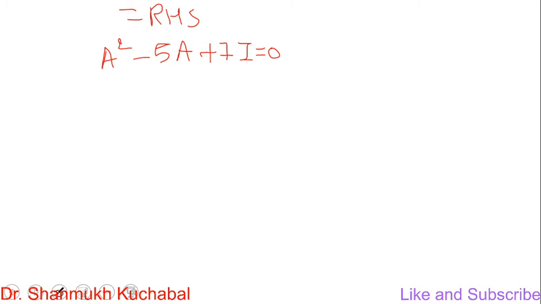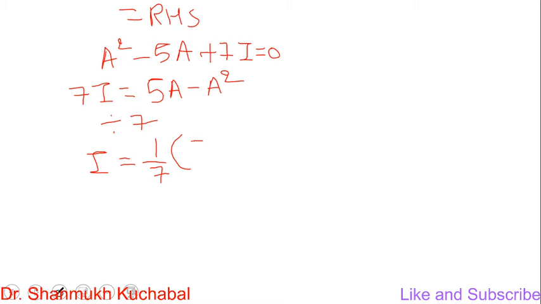See, we'll write a solution for I. Now first for 7I. So 7I equal to minus 5A is a plus in sign, transposing minus, we get plus 5A, and plus A square, it will become minus A square. Now 7 we will divide, so throughout this equation we will divide by 7, so we get I equal to 1 by 7 (5A minus A square).